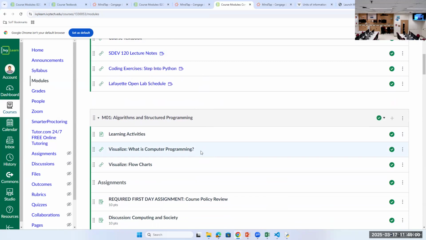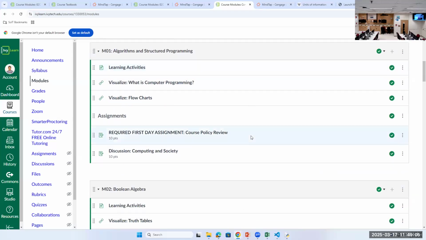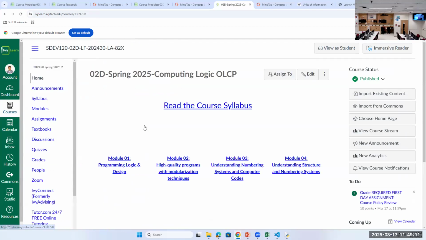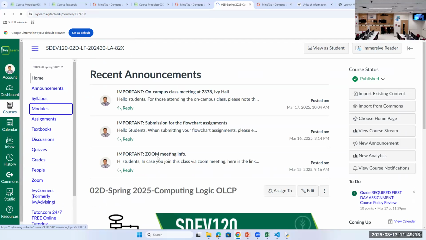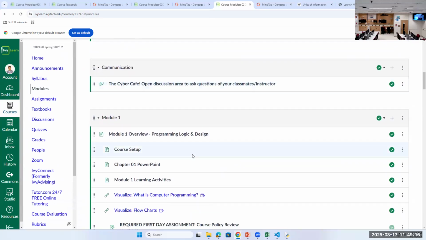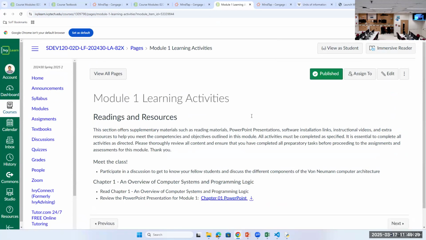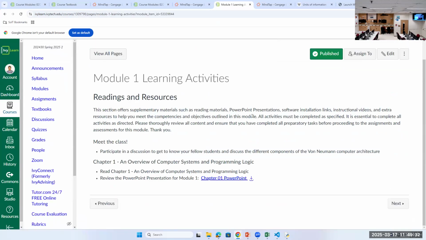The second thing, I strongly recommend you go over to the learning activity. At the start of every week, you go to the learning activity, right? In the learning activity here, you have some things I strongly recommend. The first one, you have to read chapter number 1 about overview of computer system and programming logic.